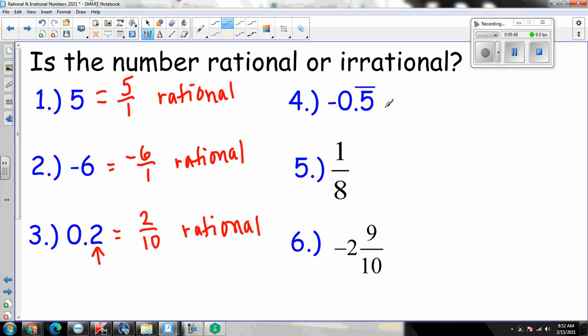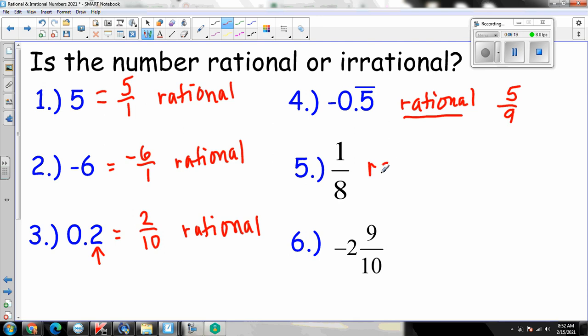If I look at number 4, it's a negative 0.5 with a bar above the 5, which means it keeps repeating. So if it repeats, I can write it as a fraction. It is rational. This fraction is actually 5/9. If you took a calculator and did 5 divided by 9, you would get a 5 repeating. But what you need to know is if it repeats, it is rational because you can make it a fraction.